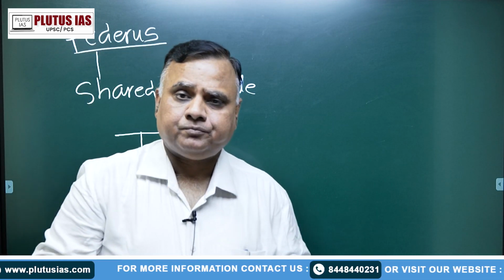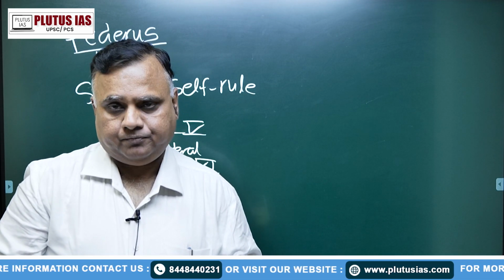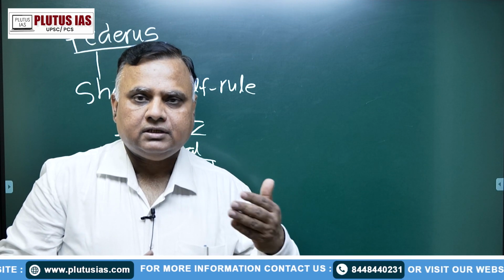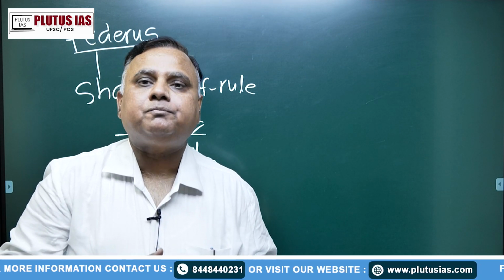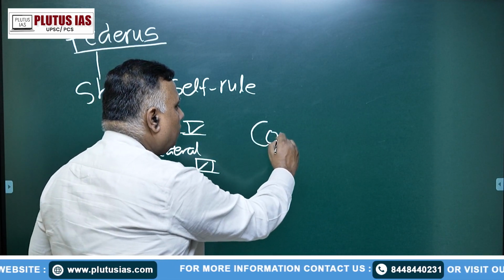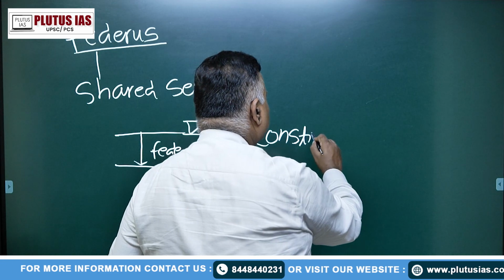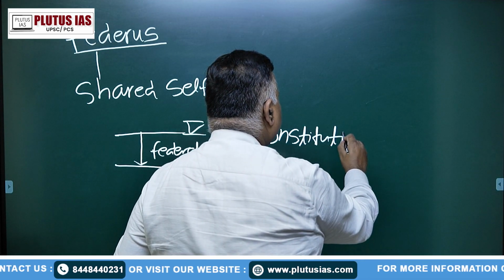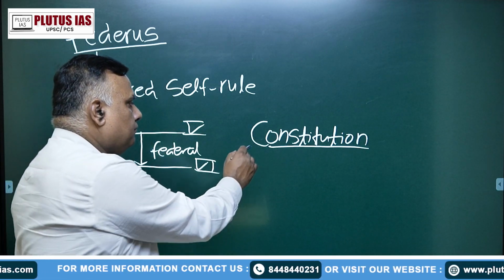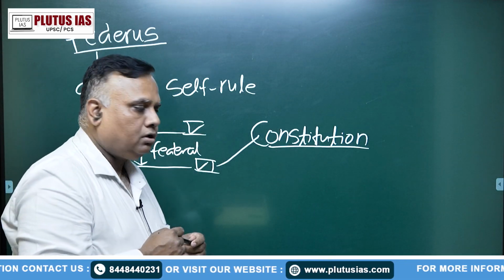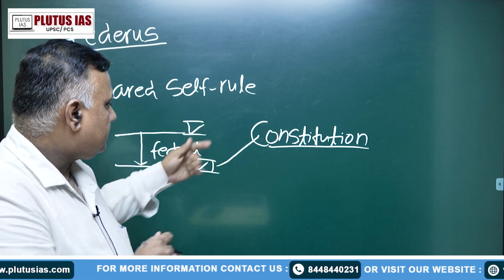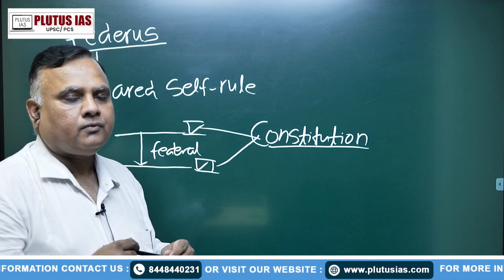So when we say shared self-rule, that means both center and states are sharing power, and they are getting power from the supreme law, the constitution. Constitution by definition is the supreme law. So states are also empowered from the constitution, not at the mercy of center. Constitution empowers both center and states.